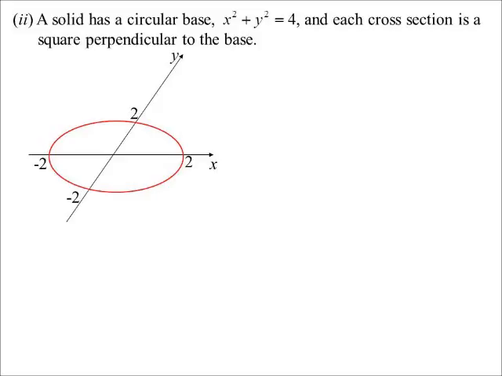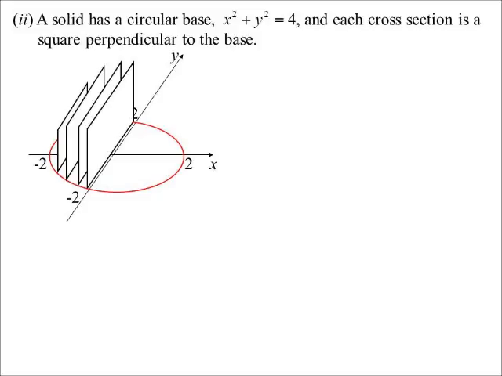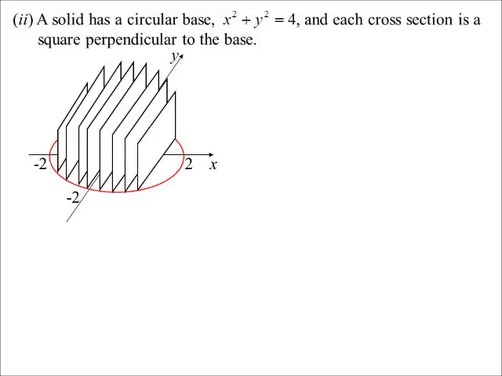Now each cross section is a square. So all the way along there's a square perpendicular to the base. Now I've made mine also perpendicular to the x-axis or parallel to the y-axis, whichever way you want to think about it. So the thickness of my slice will be delta x. So there's my first square. Then I can add another one, and another one, and another one, and so on, until we've got enough slices.